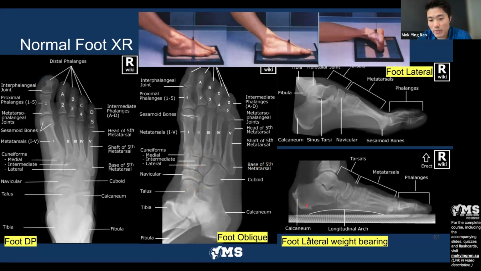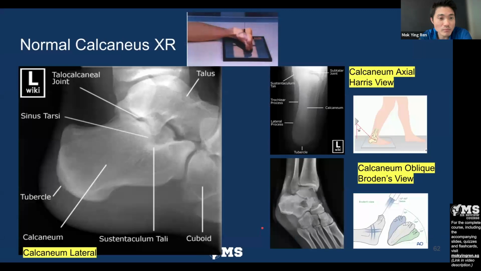Yeah. Now here we have a lateral weight bearing view. Now this is very helpful when you want to evaluate for things like pes planus, flat foot, right? When you weight bear the patient, you allow gravity to collapse the arch to evaluate the severity. So we're just using gravity when we are doing weight bearing views, right? Thank God for gravity that allows us to do that.